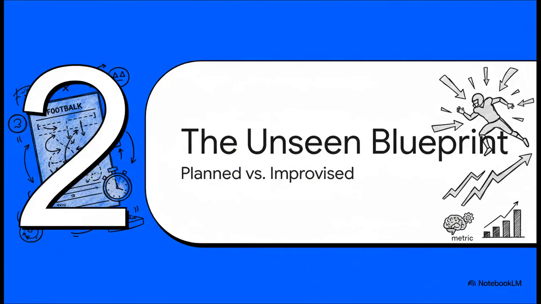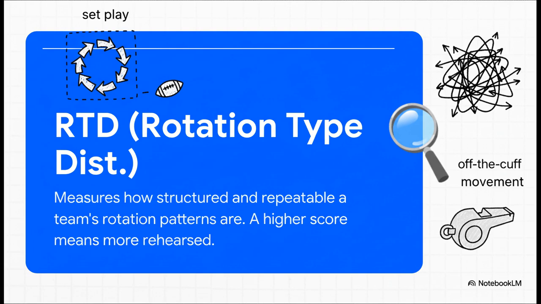So, what's the first big clue in all this? Well, it comes down to the difference between a planned, rehearsed move and something that's just made up on the spot. And lucky for us, there's a way to measure that. It's called rotation type distribution, or just RTD. Now, don't worry about the fancy name. All this really does is measure how structured and rehearsed a team's movements are. A high RTD score means the team is running a set play, a pattern they've drilled again and again in training. A low score means it's mostly improvised.